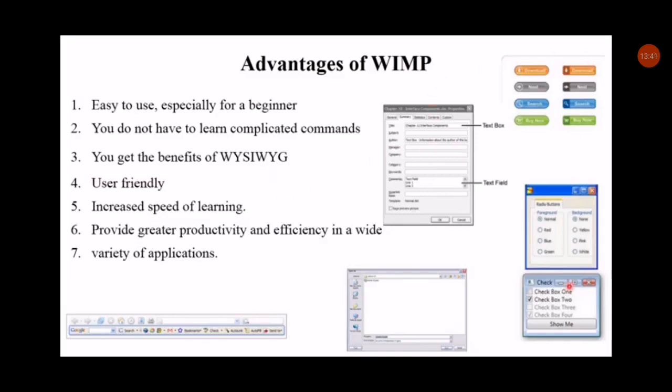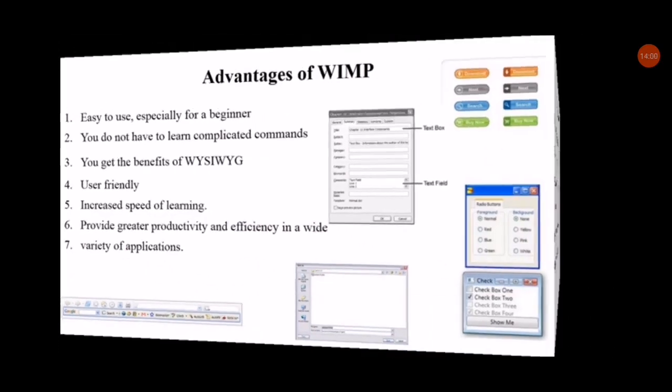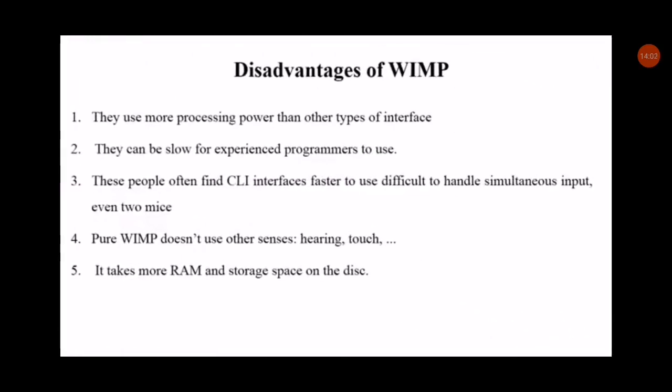Now see, these are again some components of WIMP interface like buttons, radio buttons, checkbox, text box, text field, and again a dialog box, right? Again the search bar or toolbar. These are also applications of WIMP interface. Next. Now again, disadvantages of WIMP interface.